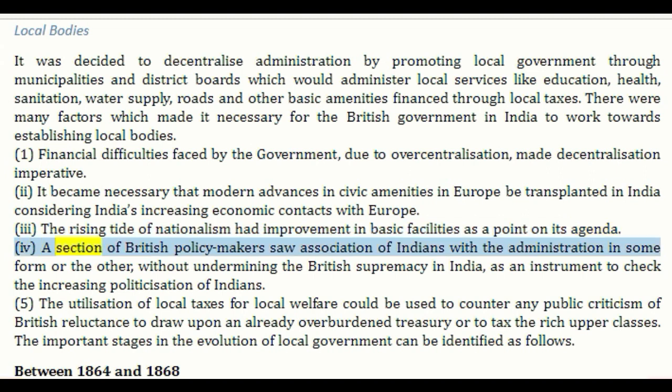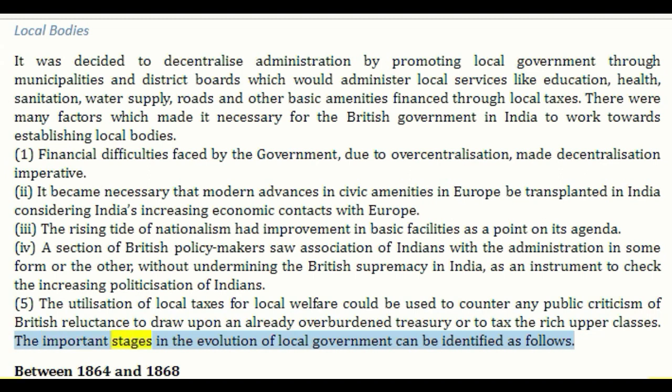4. A section of British policymakers saw association of Indians with the administration in some form or the other, without undermining the British supremacy in India, as an instrument to check the increasing politicization of Indians. 5. The utilization of local taxes for local welfare could be used to counter any public criticism of British reluctance to draw upon an already overburdened treasury or to tax the rich upper classes.